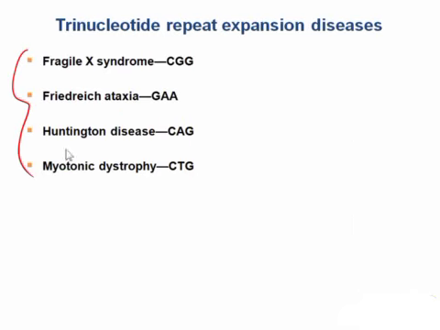Alright, here's a list of the most important trinucleotide repeat disorders you have to know for this step 1. These can be inherited in a few different ways. For example, Huntington's is autosomal dominant and Fragile X is X-linked dominant.